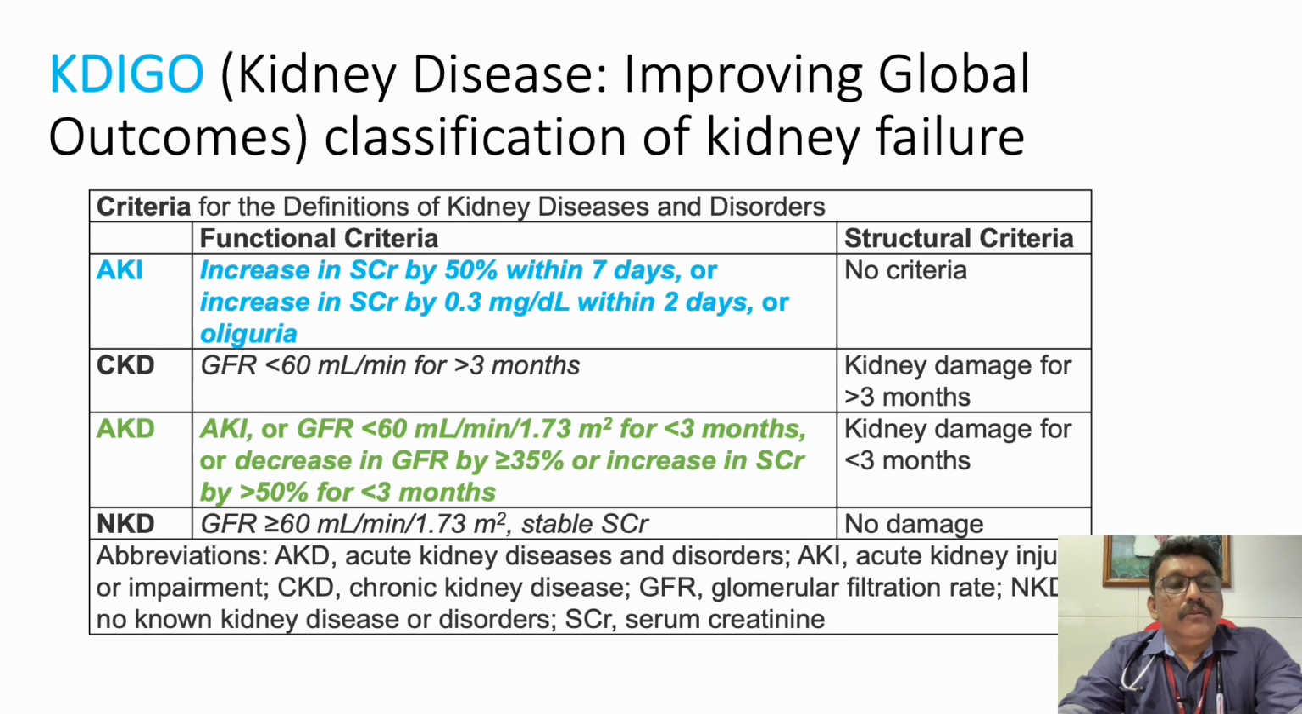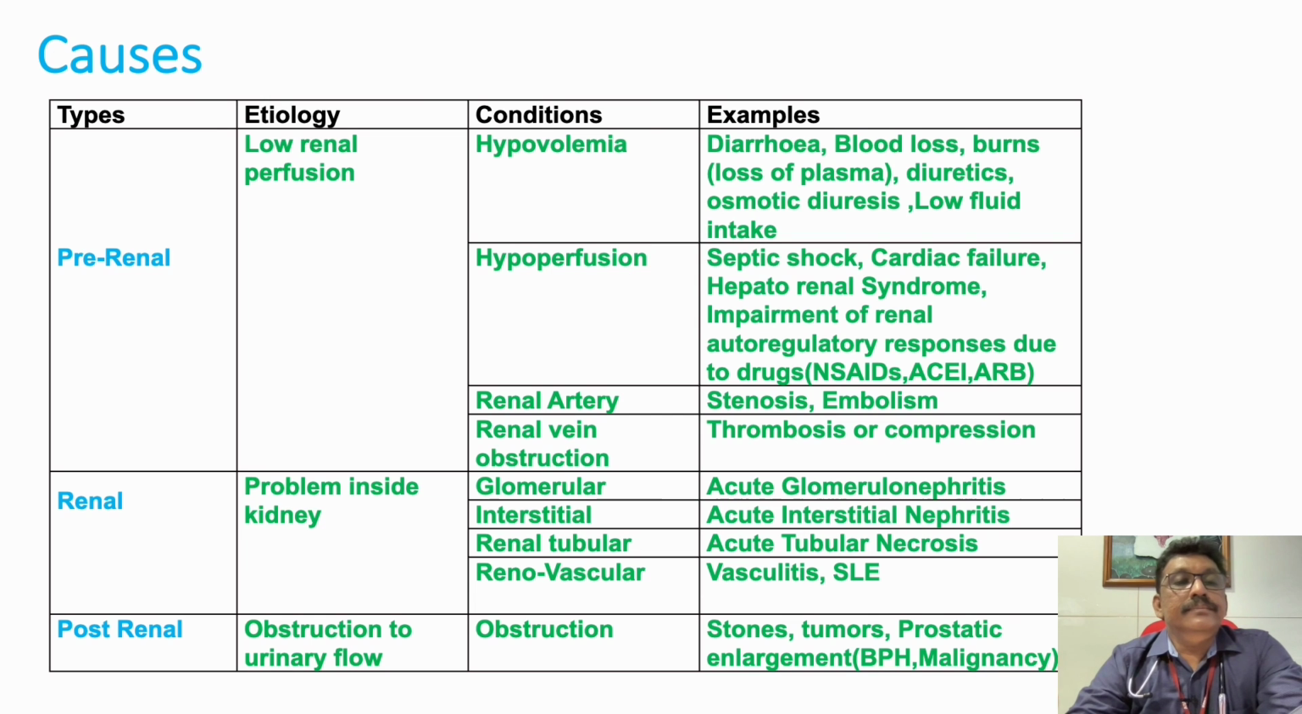CKD, chronic kidney disease, is diagnosed as GFR less than 60 ml per minute for the last 3 months with kidney damage. So these are the diagnostic criteria for acute kidney injury and acute kidney disease or disorder.